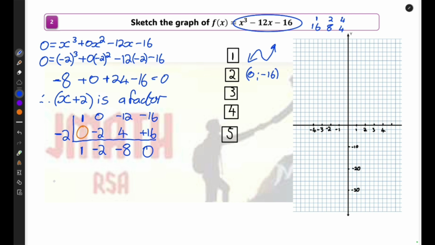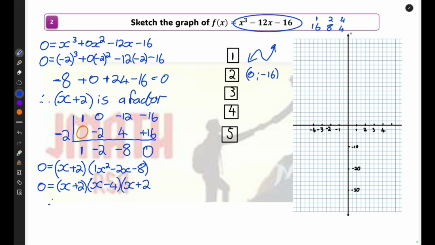So that is an indication that I did it correctly. So now I can say this is x plus 2. Okay, I'm just going to say 0 equals. And then these ones are the coefficients of my trinomial. So 1x squared minus 2x minus 8. And the question was to get 3 x-intercepts, and I can just factorize. So x plus 2, x minus 4, and x plus 2. So therefore, x is equal to minus 2, or x is equal to 4.